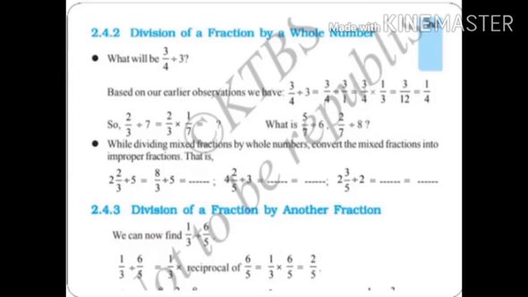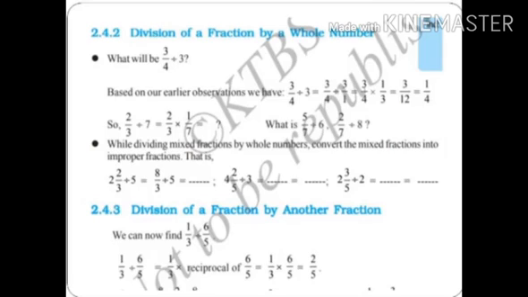Similarly, if you have 2 by 3 divided by 7. So when 2 by 3 is divided by 7, what will the answer be? 7 by 1 is the denominator 1. Reciprocal it. 2 by 3 into 1 by 7. Answer would be 2 by 21. And 2 by 21 cannot be divided further. Am I clear, children? Yes.